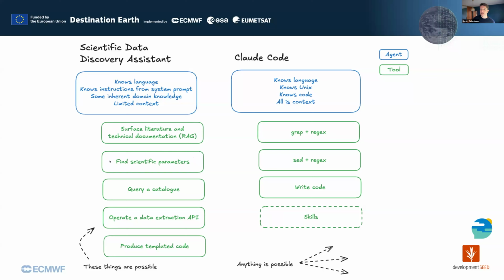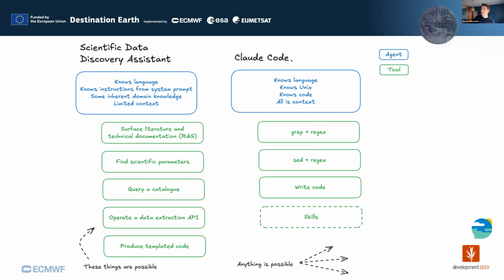If you say precipitation, it'll show you total precipitation. It will show you different forms like snowfall and whatever. And it can query the data catalog and give you concrete data samples you might want to extract. It can also operate data extraction APIs to give you actual data and produce templated code for running these things on your own. And in the end, these things are what's possible. And this is an assistant to make them more possible, basically, for you as a user.